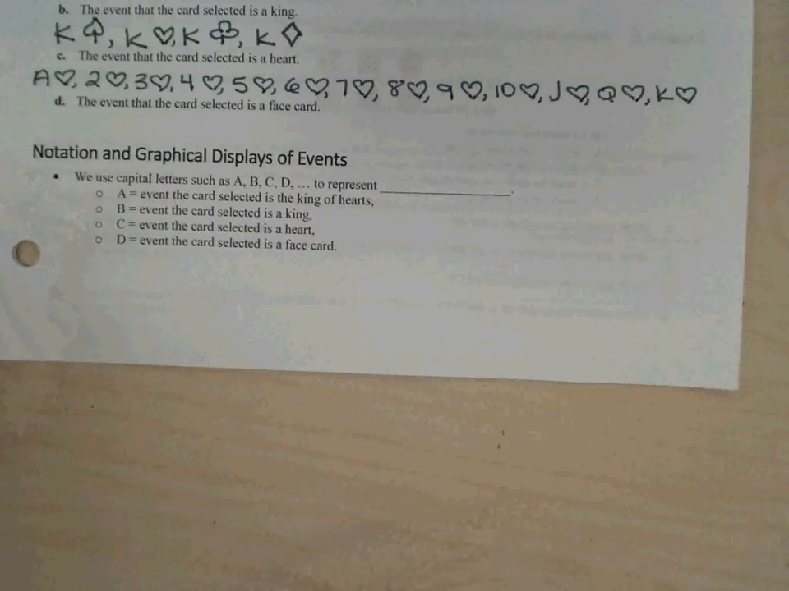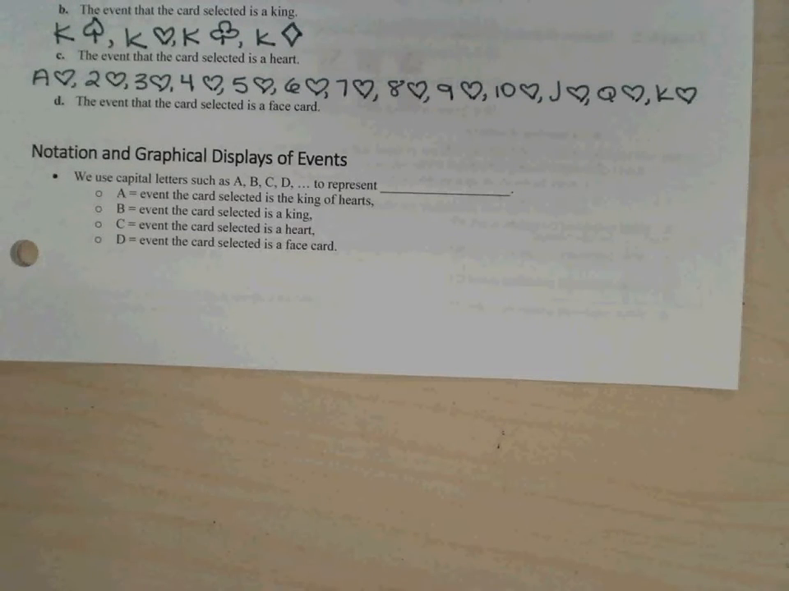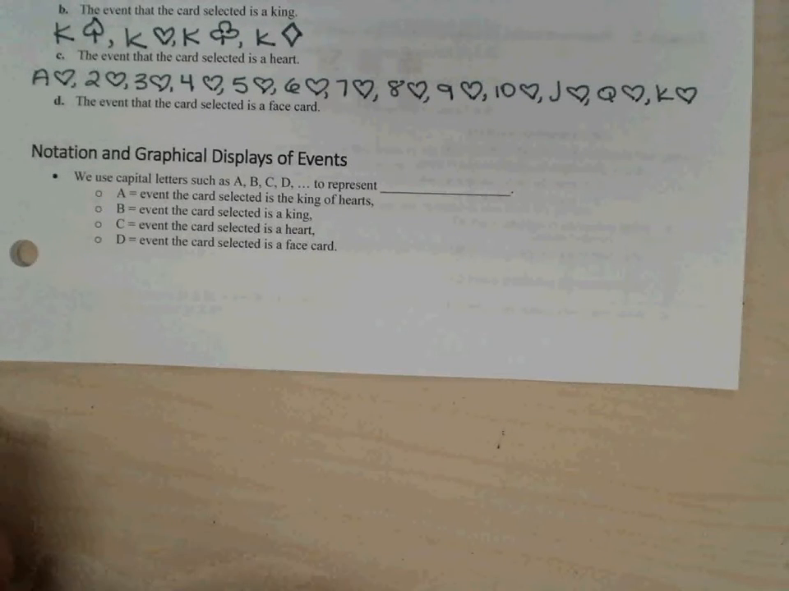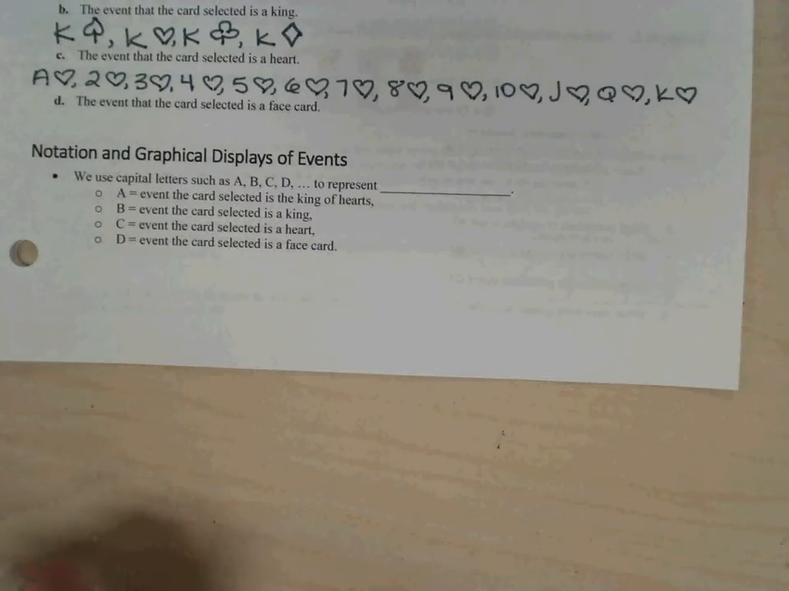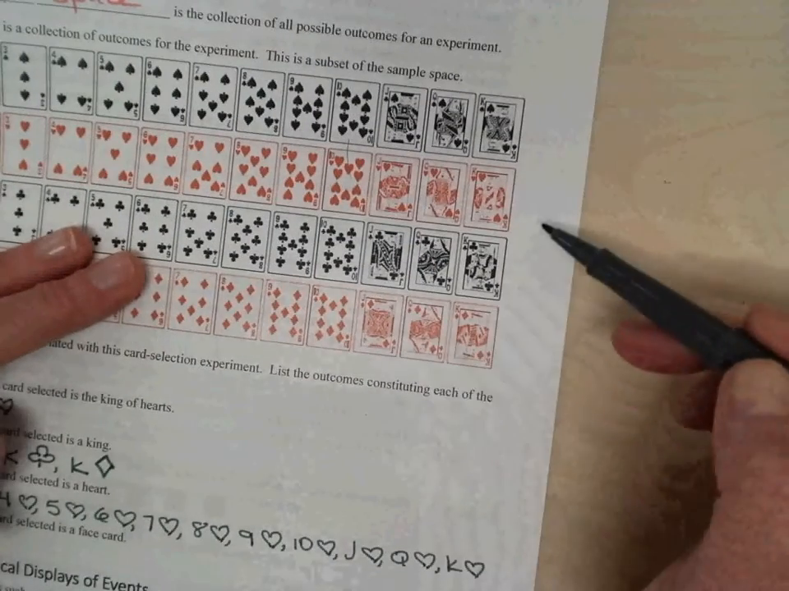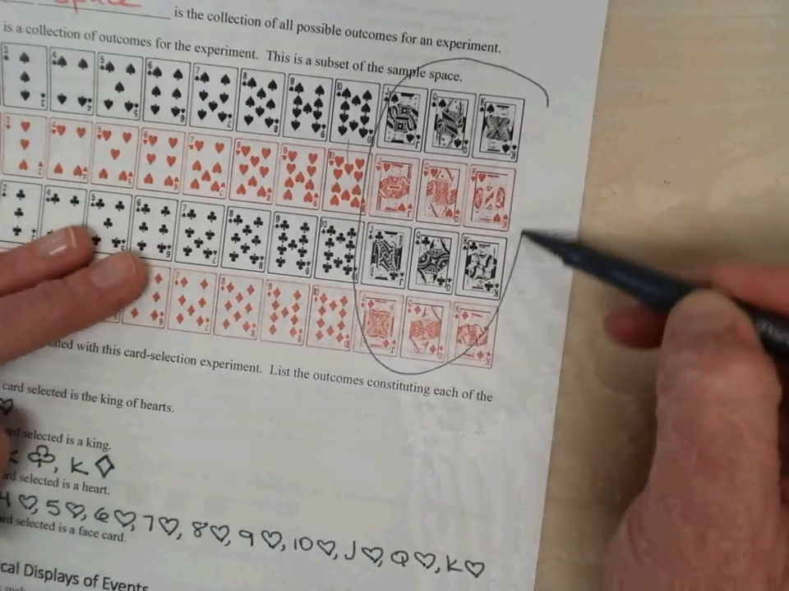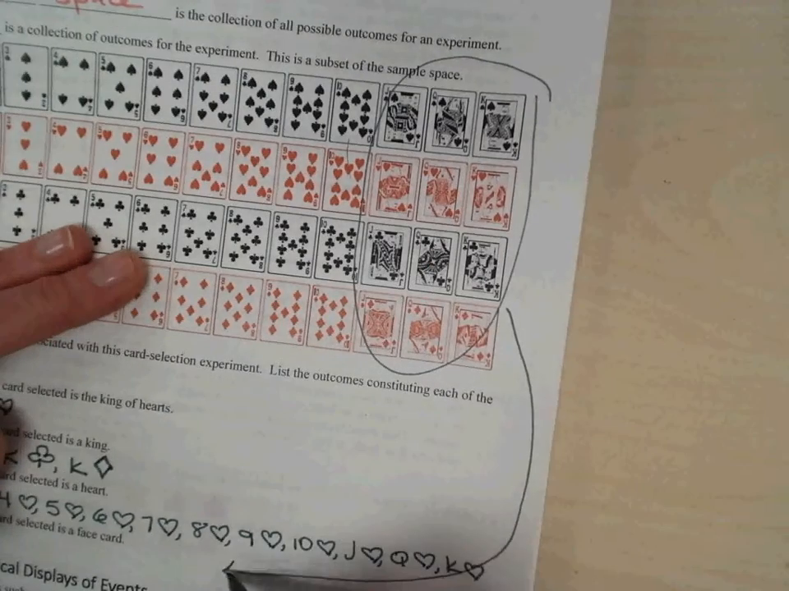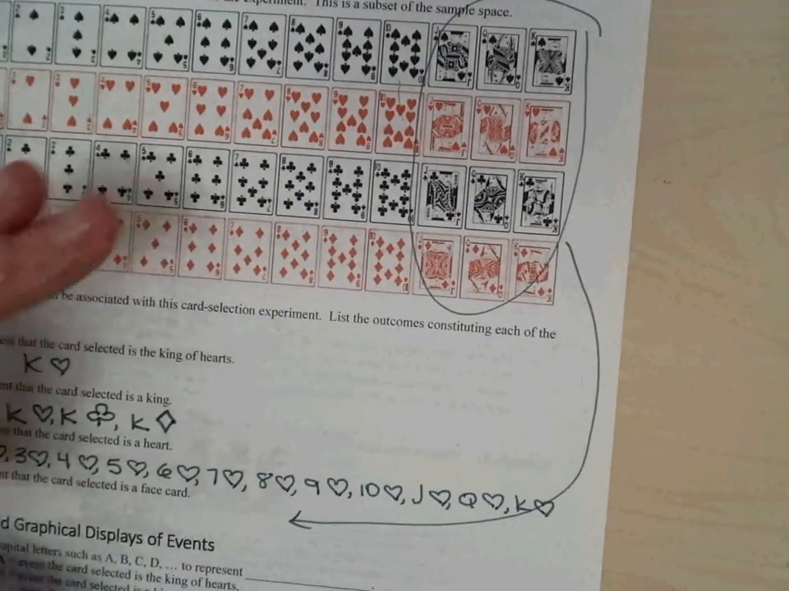Okay. D, the event the card selected is a face card. How many face cards do we have? There's 12 of them, 3 for each suit. I'm just going to circle them and draw an arrow because I think by now you get the idea of listing the possible outcomes for given events.